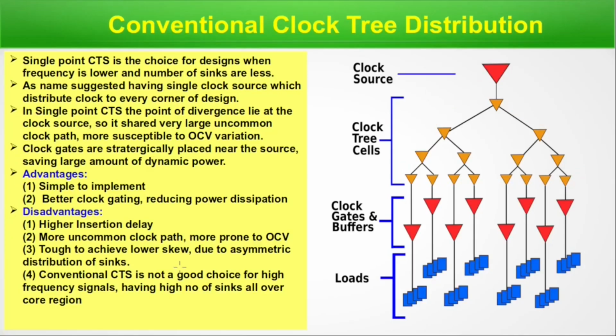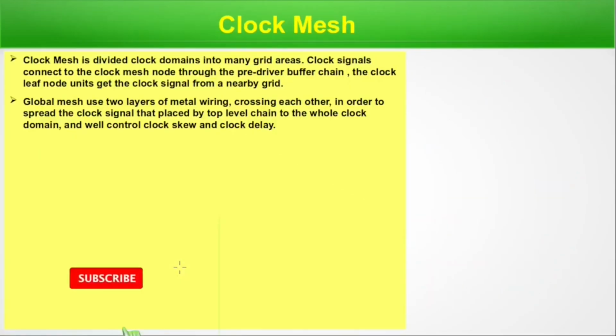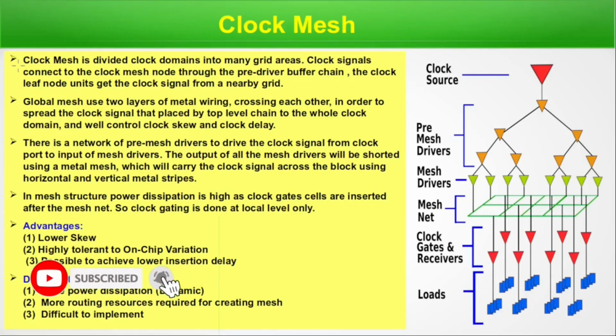Now we will move to clock mesh. This is clock mesh, another type of clock network. Clock mesh divides clock domains into many grid areas. Clock signals connect to the clock mesh node through a pre-driver buffer chain. This is the clock source, the pre-mesh driver. Now the mesh driver, this is before the pre-mesh distribution. This is the mesh net, and these are the drivers for the mesh, and clock gates and receivers are on the other side, and finally the loads.